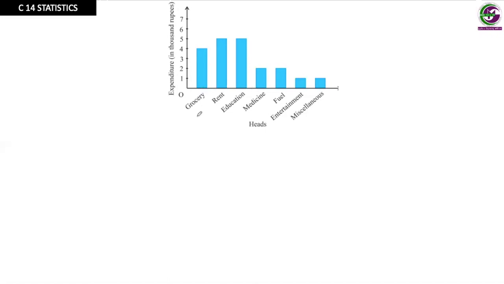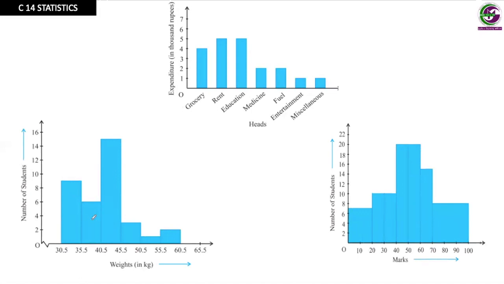Now let us see two different cases of histogram. A histogram, as we discussed, can be of equal width or non-uniform width. Here, the first one is equal width. You can see all of them have the same width. But in the second case, the first bar represents an interval of 20. Then all of them are 10, except the last one, which is 30. Both of them are possible.